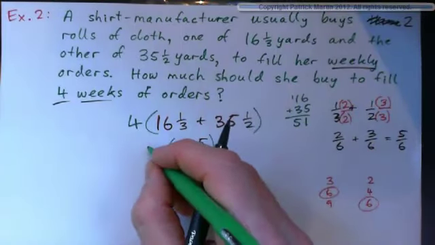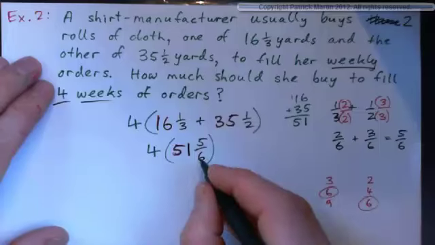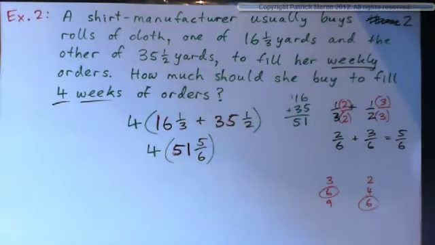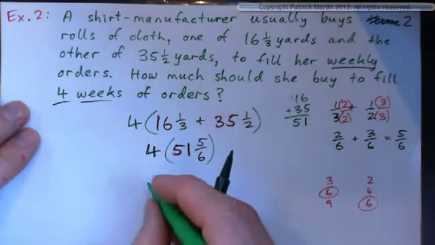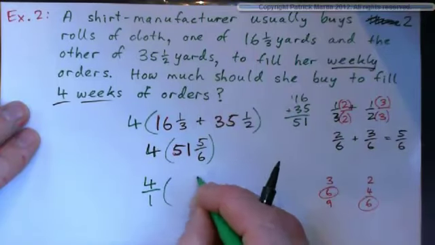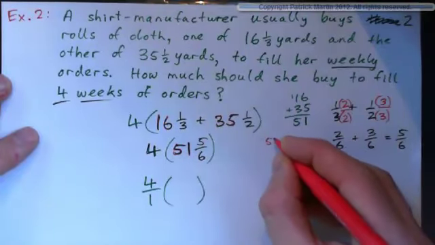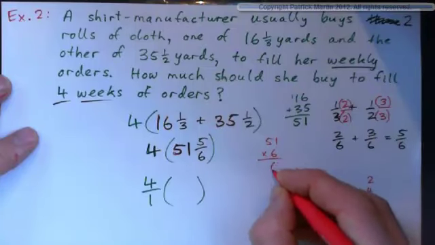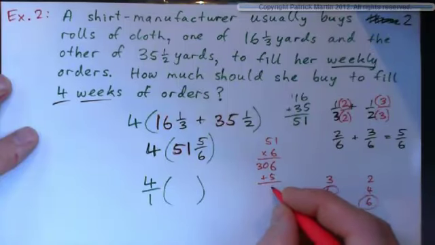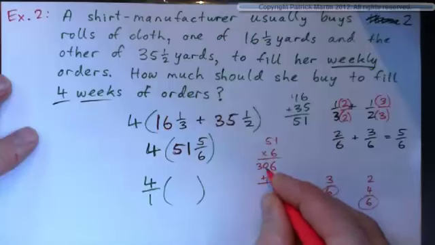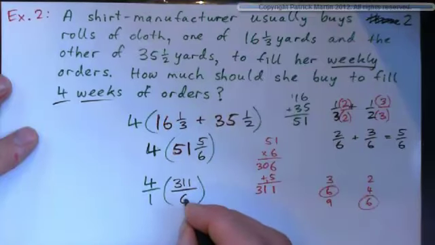And it's 4 times that guy, right? And I guess the thing we were doing with this is when we multiply these guys, we turn them into improper fractions. So write 4 as a fraction to begin with. 4 is 4 over 1. Now write this guy as a fraction. Got to start with 6 times 51. So 51 times 6. 6 times 1 is 6. 6 times 5 is 30. And then I have to add 5. Plus 5. 6 and 5 is 11, carry the 1, 0 and 1 is 1, 3. So I get 311 over 6.